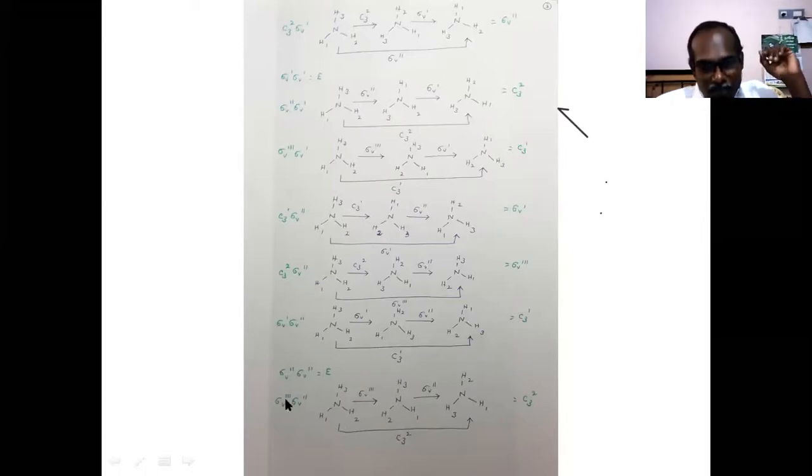Now look here, sigma V triple dash and sigma V double dash. Look, where is sigma V triple dash? That plane which passes through NH number 3. Therefore, H3 remains in its own place.